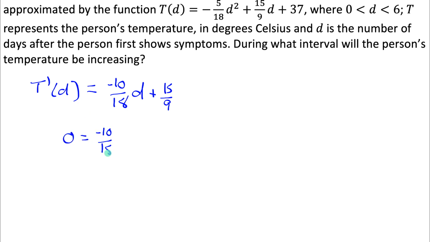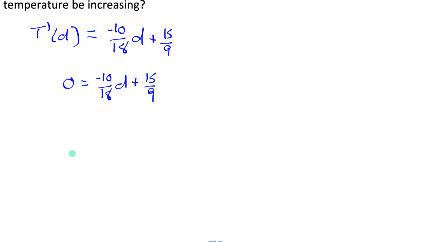So let's set this to 0 and solve. I'm going to multiply both sides of this by 18 just to get rid of the fractions. So I'd have 0 equals -10d, and then multiply this term by 18 as well. 18 over 9 is 2, 2 times 15 is 30. If I solve this for d, I'd have -30 equals -10d, divide both sides by -10, I get d equals 3.